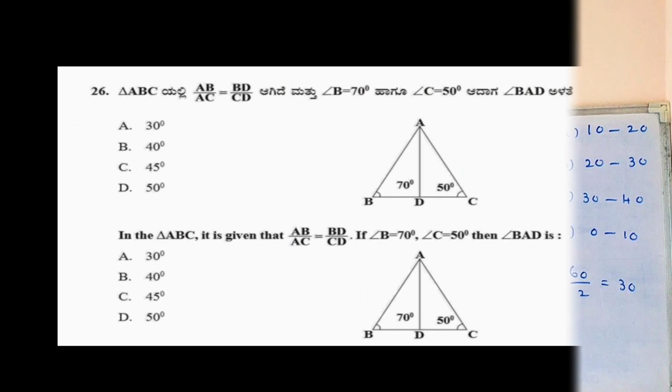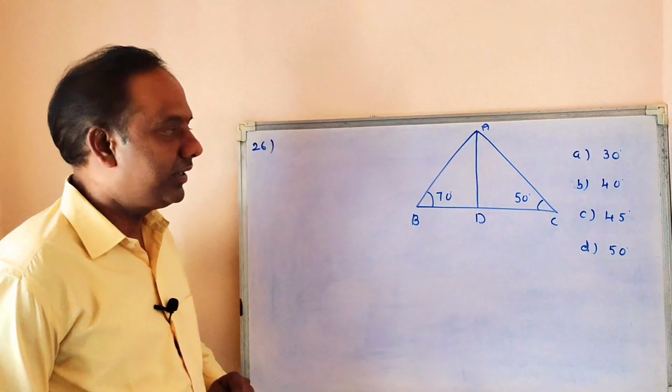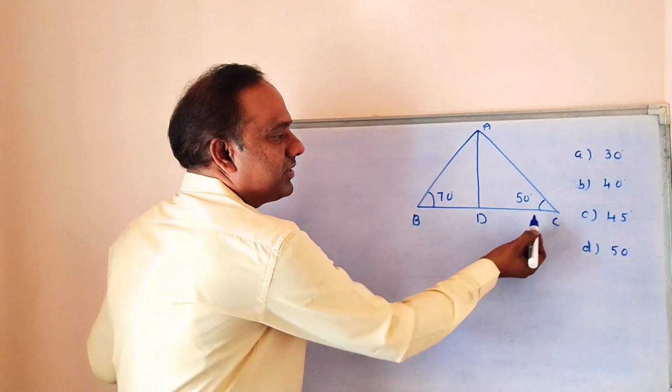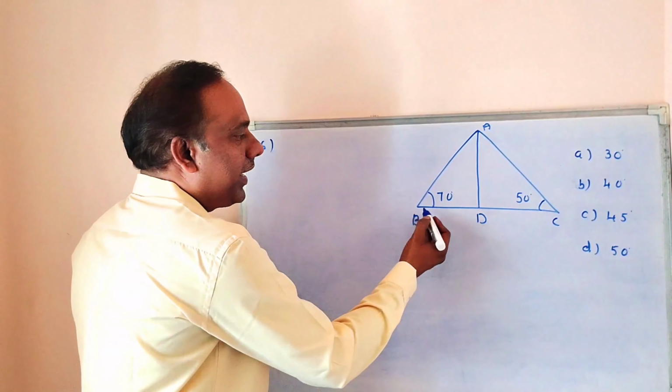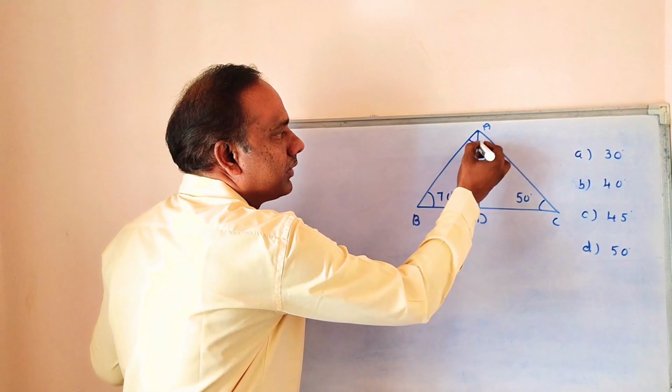So question number 26 is, in the triangle ABC, it is given that AB by AC is equal to BD by CD. If angle B is equal to 70 degrees, angle C is equal to 50 degrees, then angle BAD is. The options are option A 30 degrees, option B 40 degrees, option C 45 degrees and option D is 50 degrees. In the triangle ABC, they gave angle B 70 degrees and angle C 50 degrees. The question is angle BAD. That means this angle they asked.